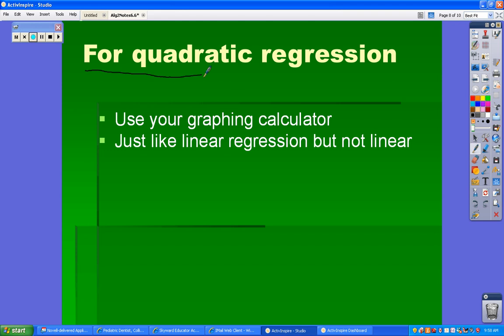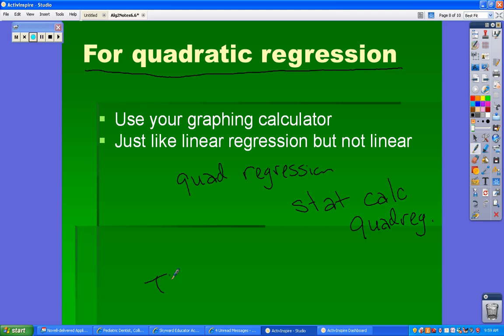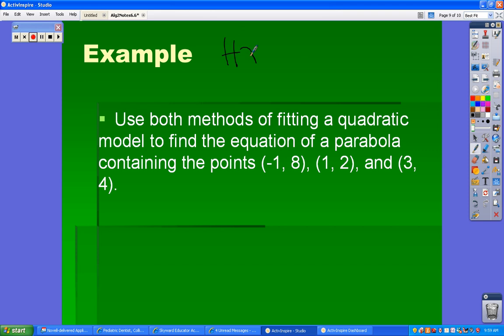When asked for quadratic regression, you're going to use your calculator. Just like linear regression, but not linear, you're going to select the quadratic regression model. The keystrokes are the exact same, okay? Except when you do stat calculate, TI-84 people, stat calculate, you're going to select quadratic regression. TI Inspire people, same thing. When you do that last menu command, you're going to just select the quadratic regression. I might say quadratic model. I don't remember what it says exactly. Okay? Ask me any questions about your calculators in class when I see you next. But we're going to do this one by hand. Okay? Use both methods of fitting a quadratic model to find these points.